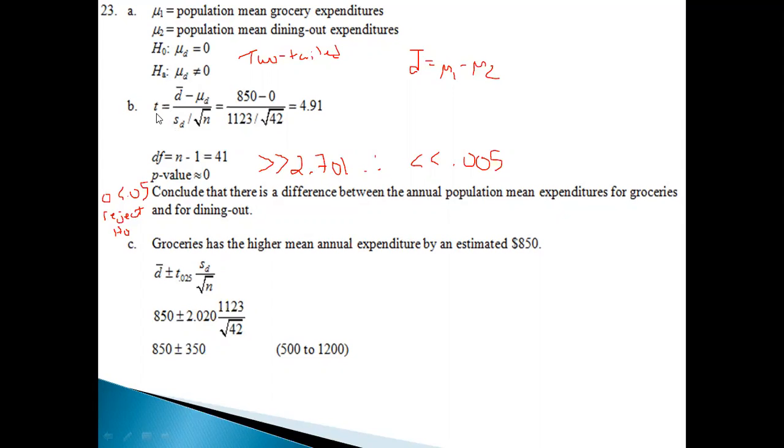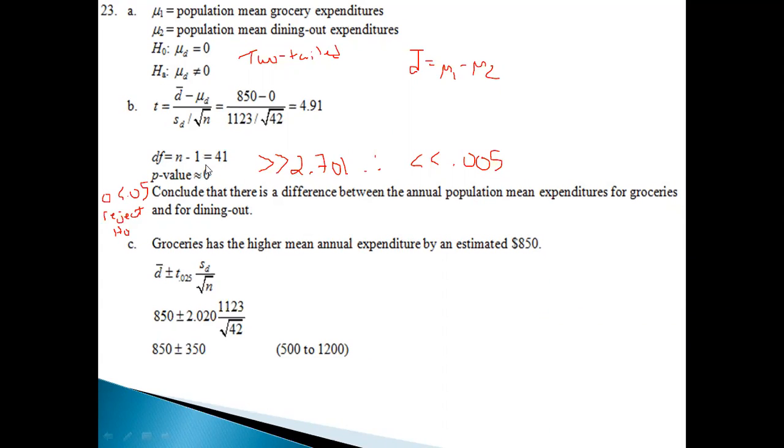So we don't actually have the population standard deviation, so we have to use the t-test. We're going to do our d-bar, which they gave us was 850, minus mu d, which is 0, over the standard deviation, which they said was 1123, and there was 42 for the sample size. That comes out to 4.91. Now, degrees of freedom was 42 minus 1, which is 41.